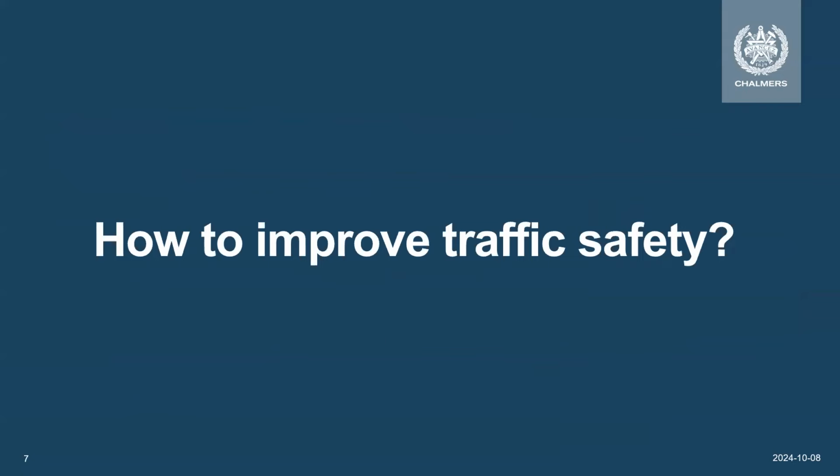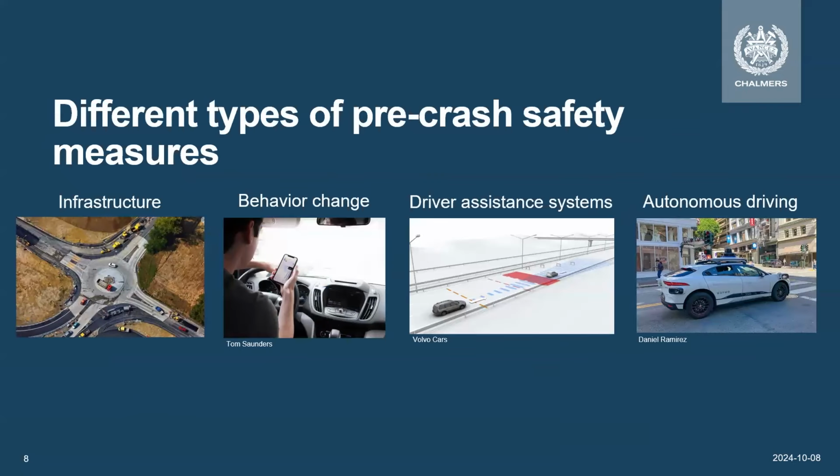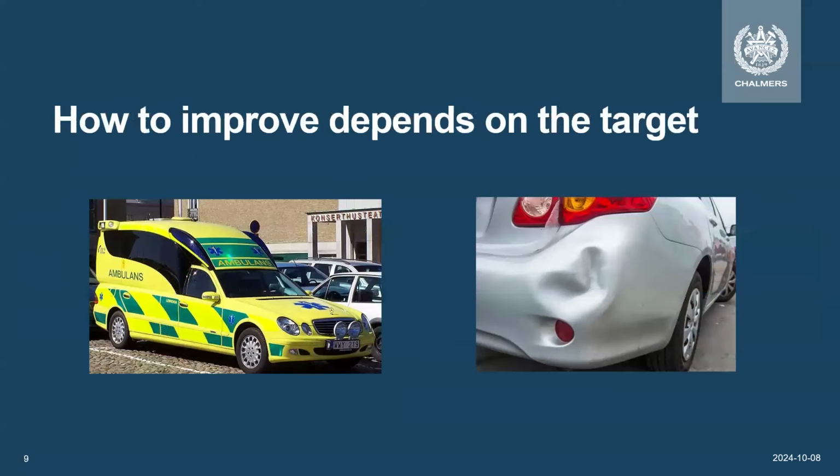How do you improve traffic safety then? Well, there are plenty of different ways of assessing safety. You have infrastructure, behavior, like mobile phone use and things like that. You have driver assistance systems, automated emergency braking, things like that, as well as autonomous driving. And how you improve things depends on the targets. Do you want to focus on the injuries, fatalities, or the property damage, crashes, or both? I would argue you should absolutely go for all of them, but the most important from a societal perspective is still the injuries and fatalities.